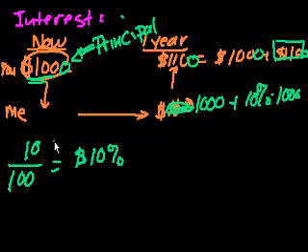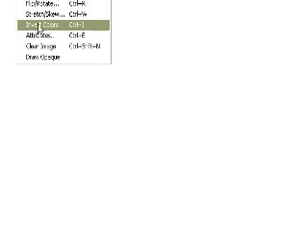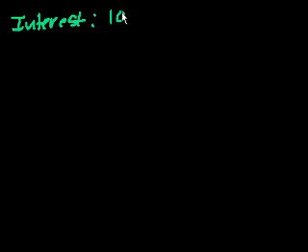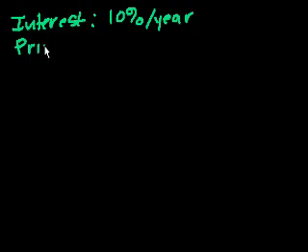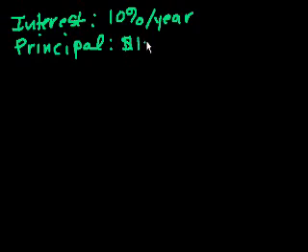So let me now make a distinction between simple interest and compound interest. So we just did a fairly simple example where you lent money to me for a year at 10%, right? So let's say that someone were to say that the interest rate they charge to other people is, 10% is a good number. 10% per year. And let's say the principal that I'm going to borrow from this person is $100.